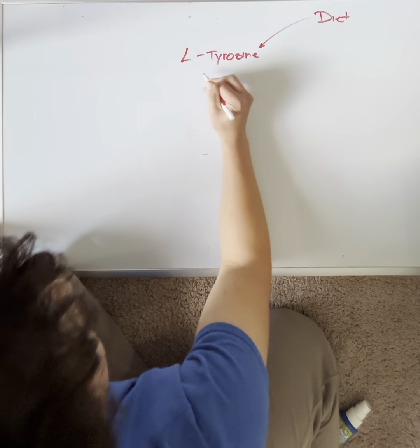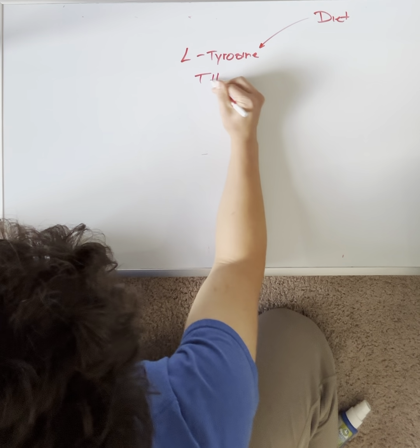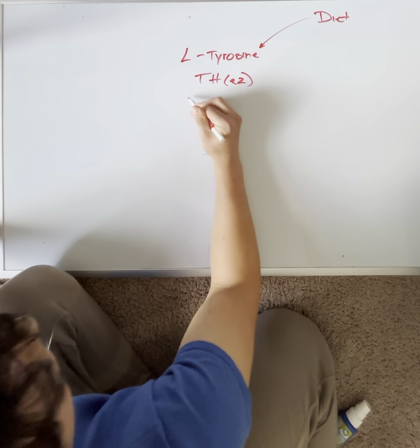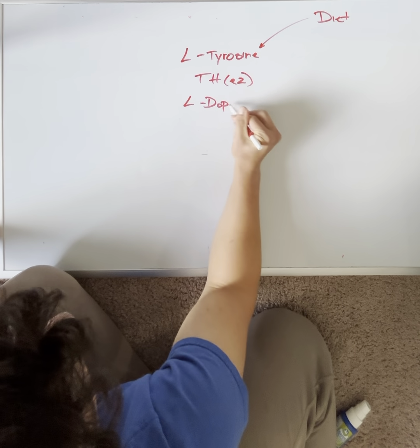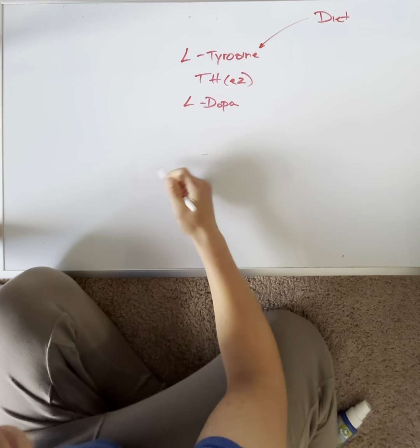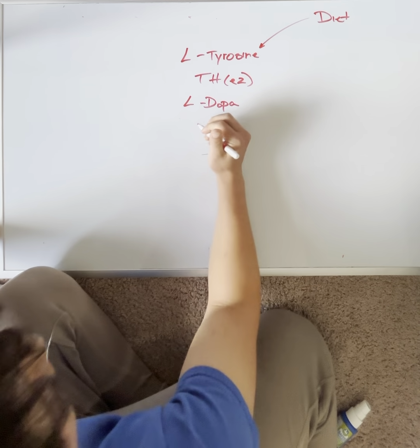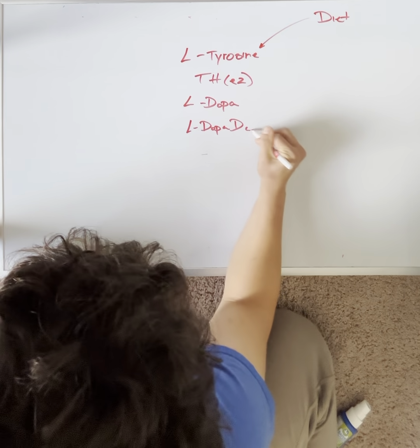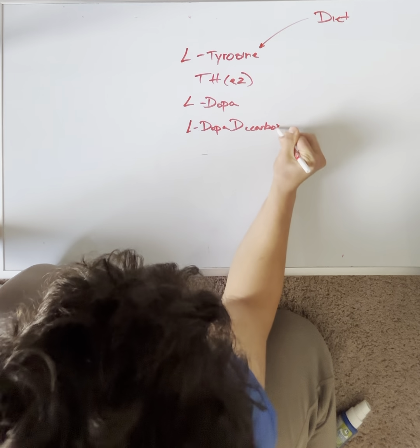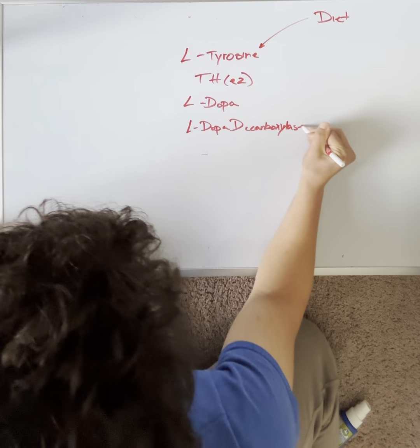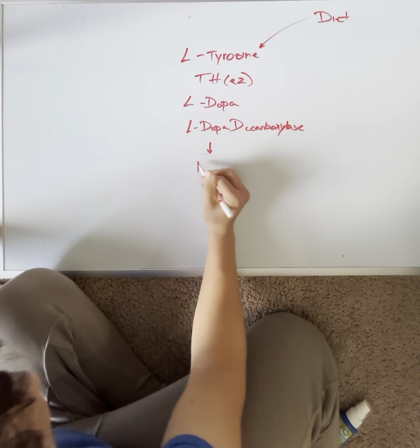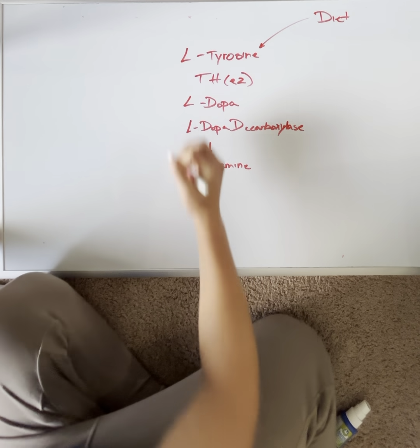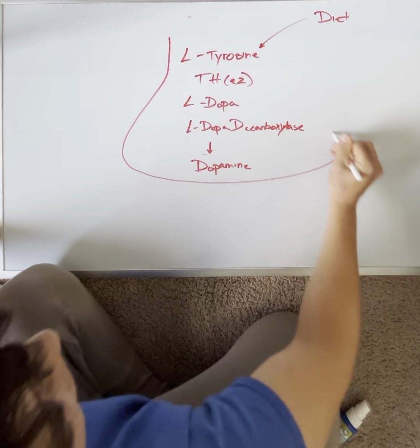So, tyrosine hydroxylase, which is an enzyme, and we're going to abbreviate enzyme like this, converts L-tyrosine into L-dopa. L-dopa is then converted into dopamine via L-dopa decarboxylase. And here we have our end product, dopamine. Okay, and all of this is actually occurring in an axon terminal.